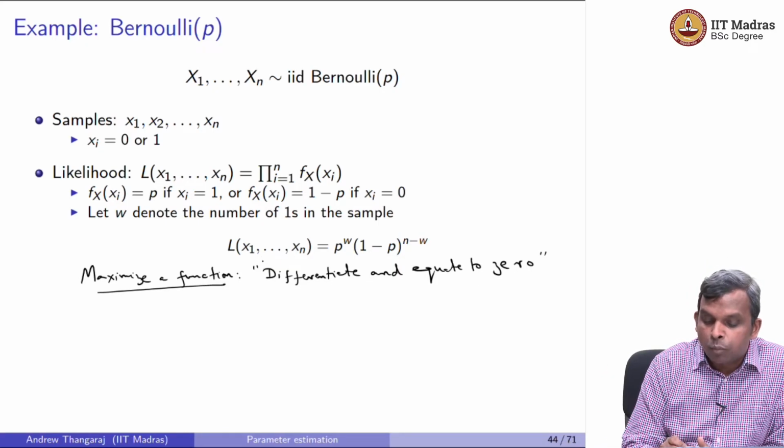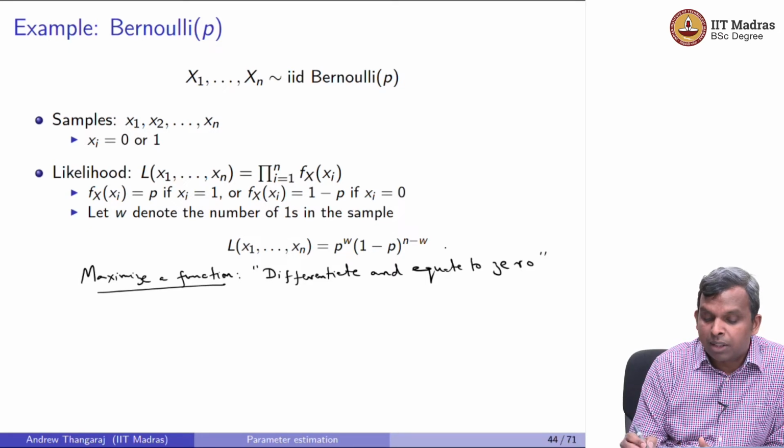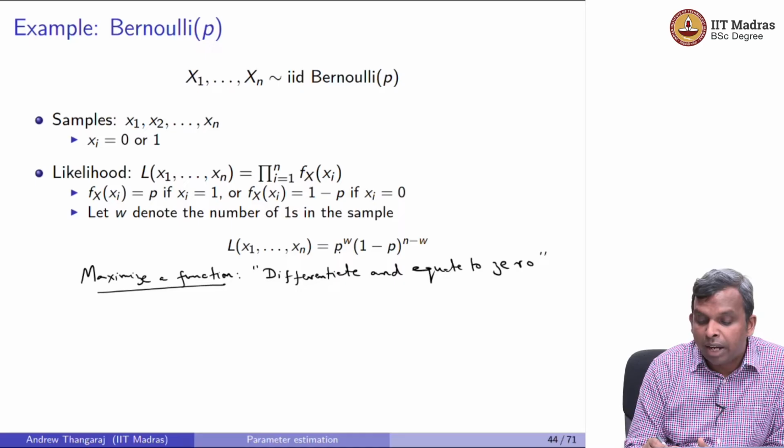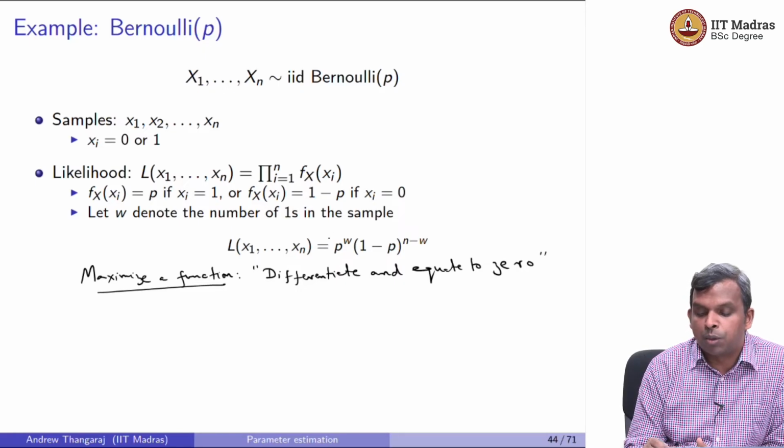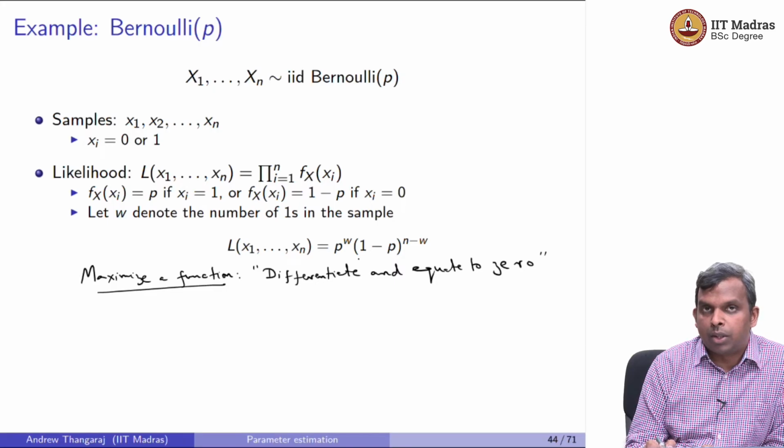In this case, the likelihood is a function of P. P is your unknown, and you want to maximize over P. Find the P which gives you the maximum possible likelihood function. So you want to differentiate this L and equate it to 0.